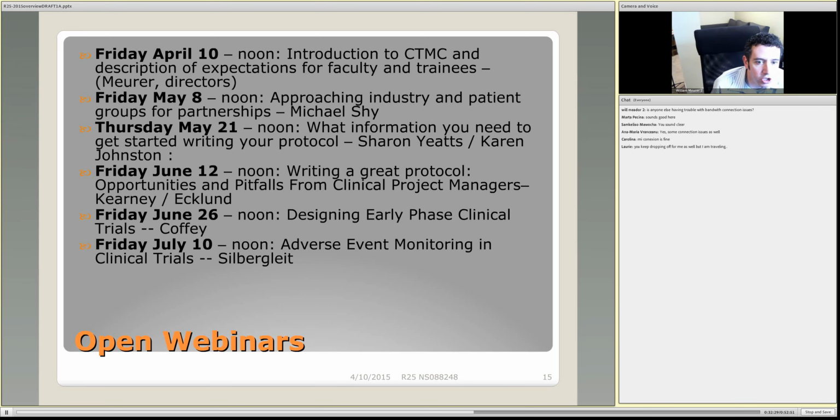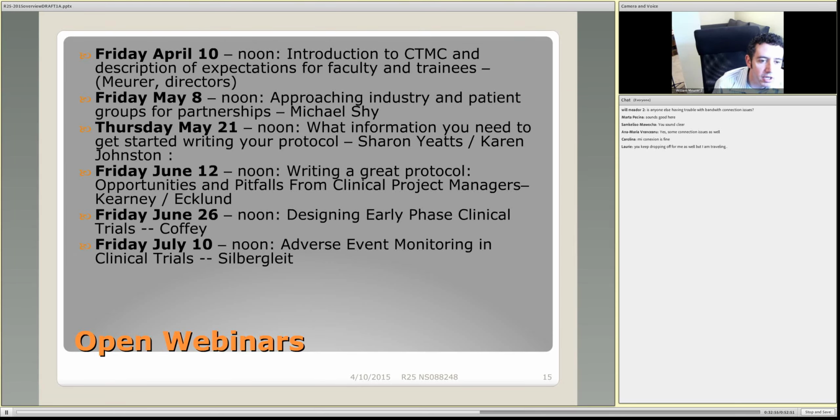What information you need to get started writing your protocol. Again, an early session. Sharon Yates, who's a biostatistician at MUSC and works with us on NET and also on StrokeNet, and Karen Johnston, who is the chair of neurology at the University of Virginia, are great clinical trialists. And the idea here is, what is all that information you need to get together when you're starting to write that protocol?